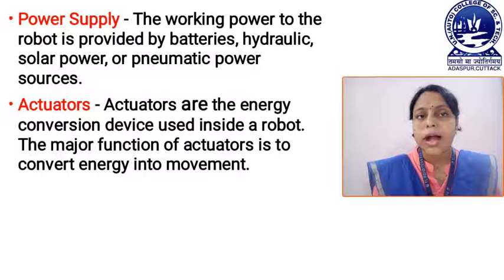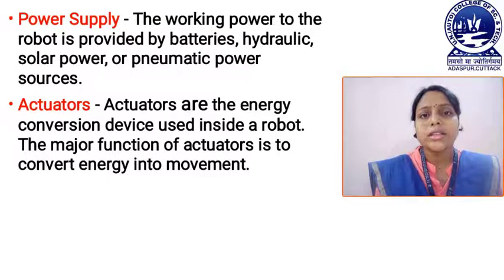That means the actuators are energy conversion devices, which are basically used to convert energy into movement. That means when a robot wants to perform some task, it must use its actuators to perform that task. And actuators are nothing but the output devices of the robot through which the robot gives output to the environment. For example, the hands and legs of a robot are actuators.